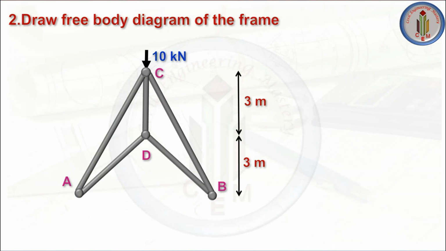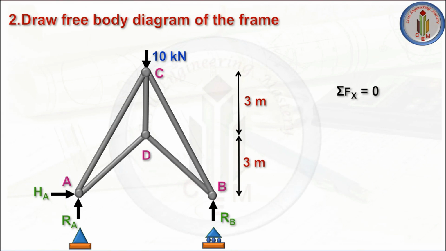Next, let's draw the free body diagram of the frame. At joint A we have a hinged support, and at joint B a roller support. Due to the hinged support, we have reactions RA and HA. RA is the vertical reaction and HA is the horizontal reaction for this hinged support. Similarly, we have a vertical reaction for the roller support, that is RB. So we have only 3 unknown support reactions in this case.